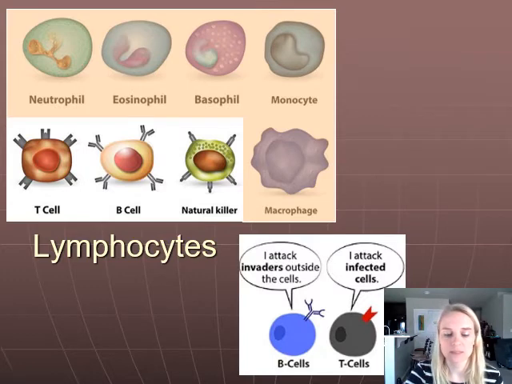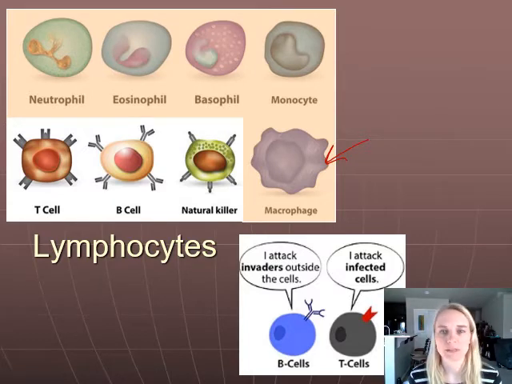On this slide, I have the macrophages. Those are not technically considered white blood cells, but they do play a role in some of our defense, which we'll take a look at when we get to the non-specific defenses. When we take a look at these lymphocytes, T cells, B cells, and natural killer cells, we're going to go through the characteristics of each one.